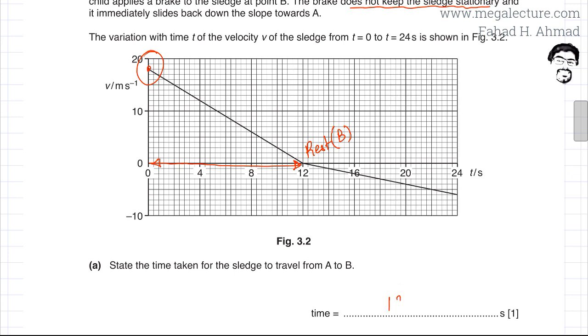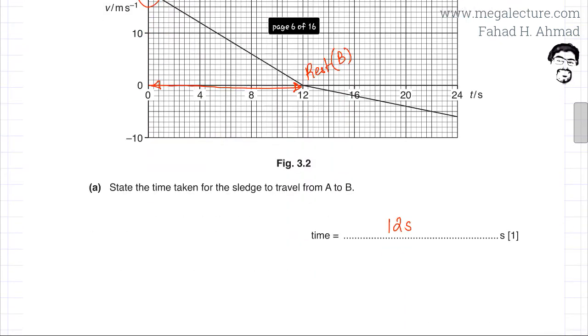So you can show this on the graph. Make sure to label it on the graph. This would be a good practice. Label this point as A and label this point as B. So it's going to take the sledge 12 seconds to reach point B. So that is the answer for this part.